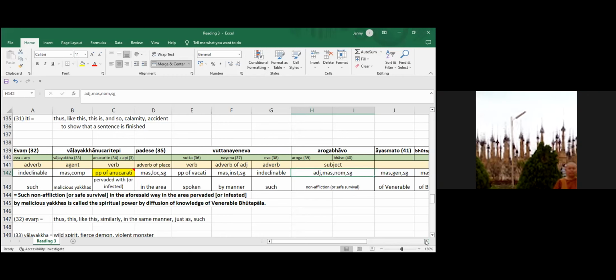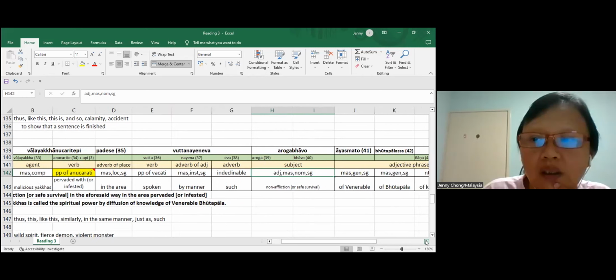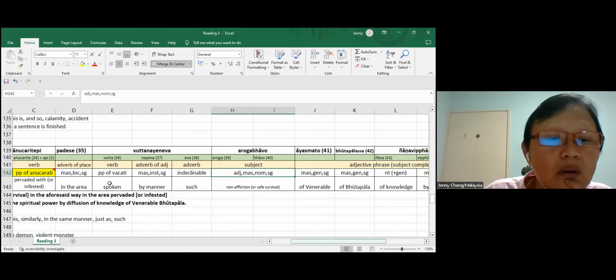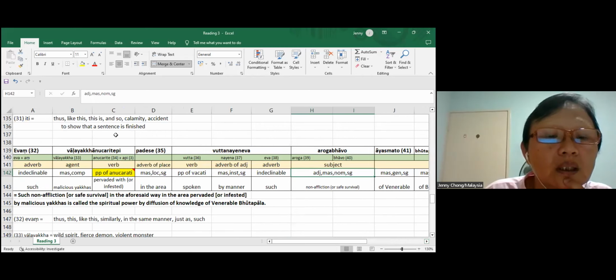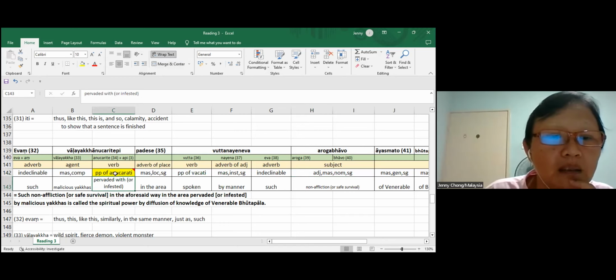The line, some of it disappeared. Okay, please continue. Yeah. Okay. So I need to ask Haji because the Anuchari Tepi I don't really understand. This is a PP of Anuchari Tepi, but I find the anucharite is actually accusative case, but here it looks like an instrumental. So that's why I can't explain this part.